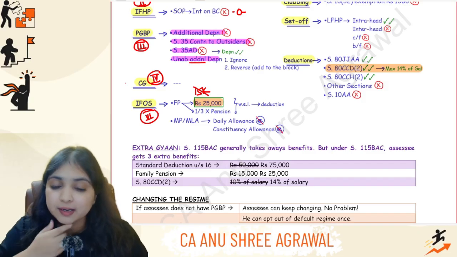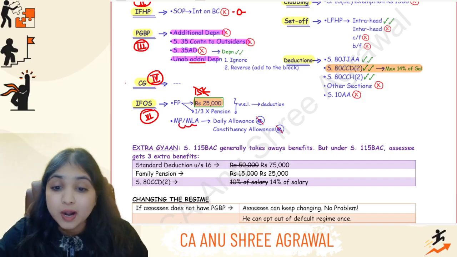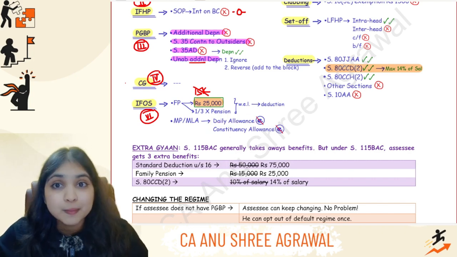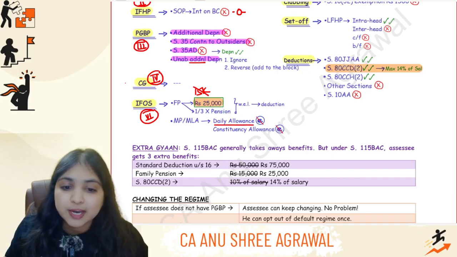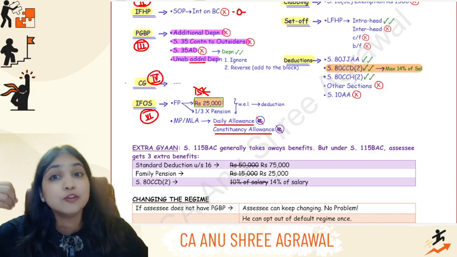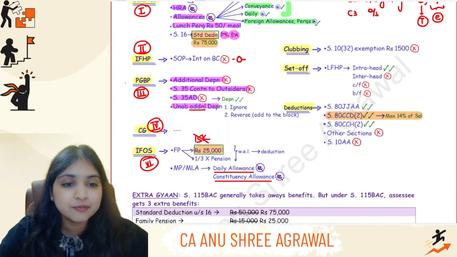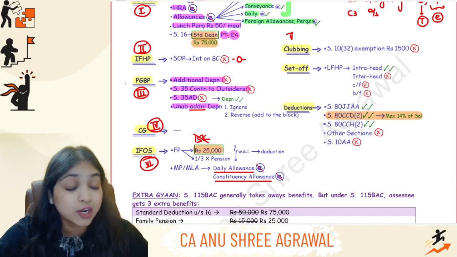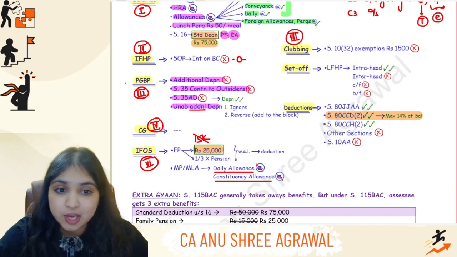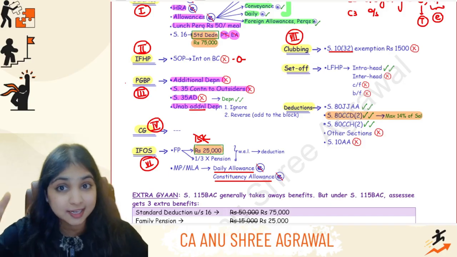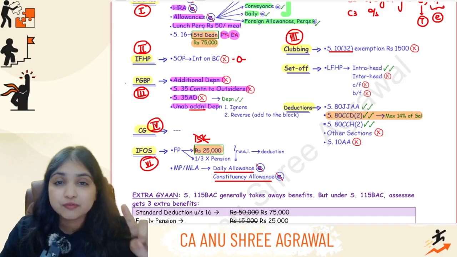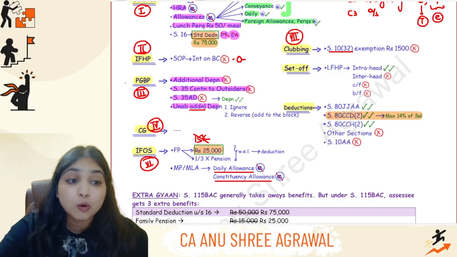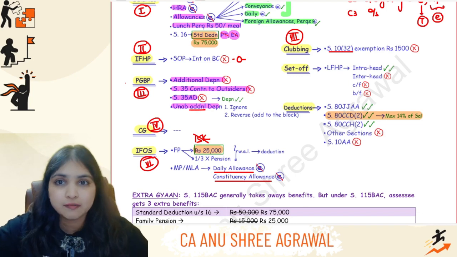Okay. Second point under IFOS, in case the assessee is an MP or MLA, if he is getting daily allowance or constituency allowance, under the normal regime, these are going to be exempt, guys. But under the default regime, whatever daily allowance you get, whatever constituency allowance you get, no exemption, fully taxable. Okay. Then number 5, under the clubbing, number 7, under the clubbing chapter, section 10(32) exemption you will not get. Generally, whenever a minor child's income is clubbed with the parent's income, the parent enjoys 1,500 per child exemption, guys. That 1,500 per child exemption you will not enjoy under 115BAC.